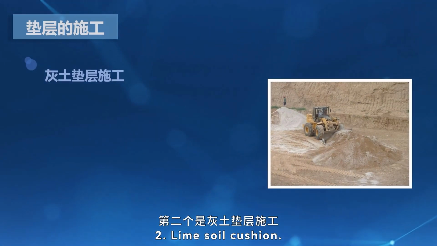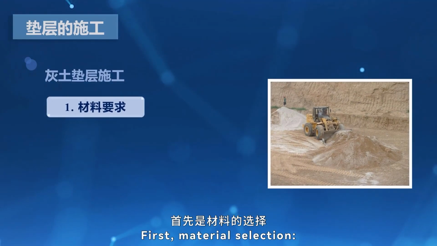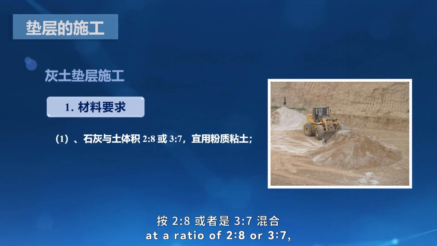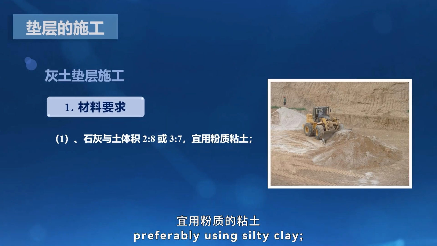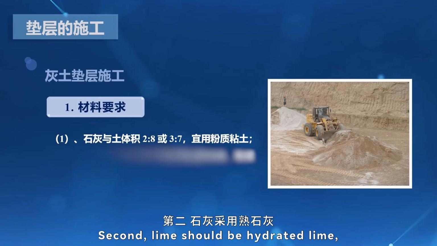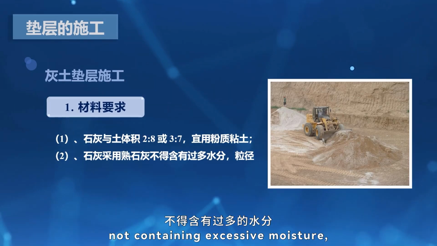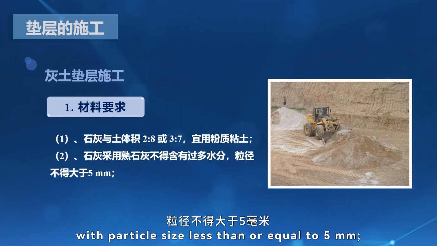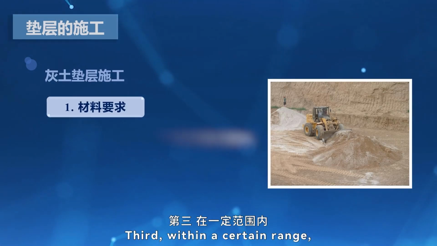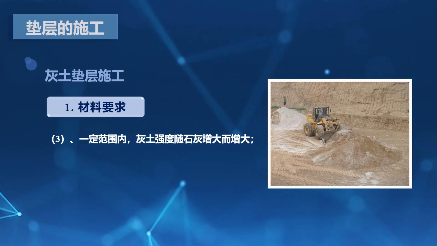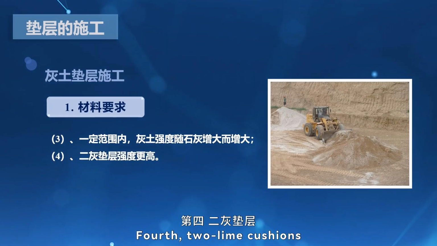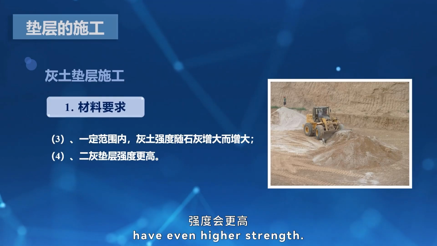2. Lime soil cushion. First, material selection. Mix lime and soil by volume at a ratio of 2 to 8 or 3 to 7, preferably using silty clay. Second, lime should be hydrated lime, not containing excessive moisture, with a particle size less than or equal to 5 millimeters. Third, within a certain range, lime soil strength increases with more lime. Fourth, 2 lime cushions have even higher strength.